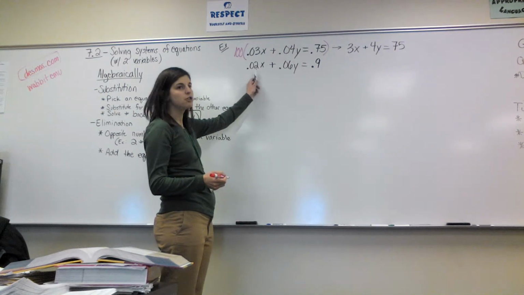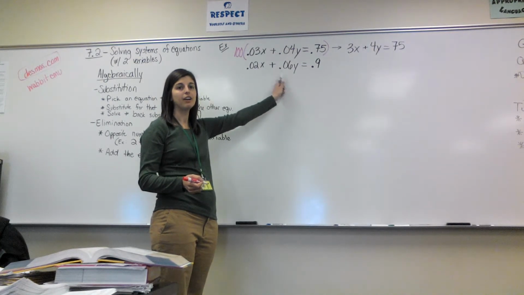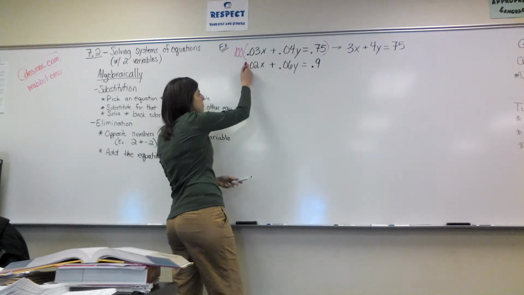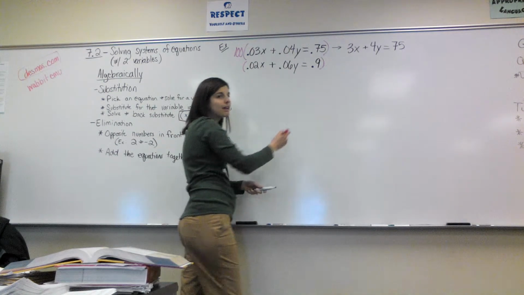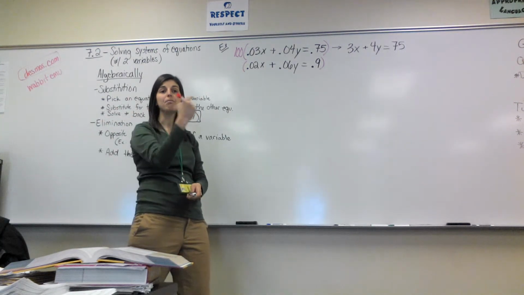See how we still have 2 places past the decimal? I'm still going to multiply by 100. I don't have anything that's 3 places past the decimal. You do not have to multiply the top equation and bottom equations by the same thing, but you do have to multiply everything in one equation by the same number.